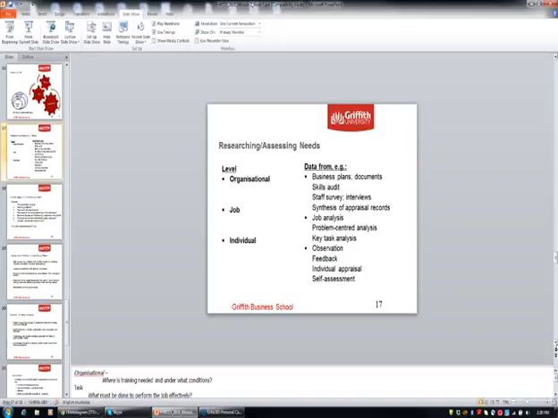Job analysis, finding out from people about how the job is analysed, how it should be working, and then individuals. Obviously there's observation, feedback, individual appraisal, performance appraisal, as you understand, would feed into this whole setup, and self-assessment. So if you get in a situation you feel like you're struggling with it, that's a self-assessment that things are difficult for you.